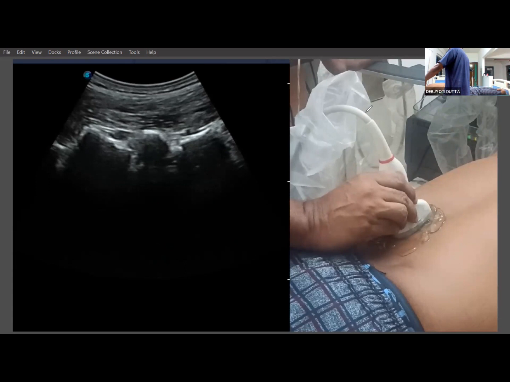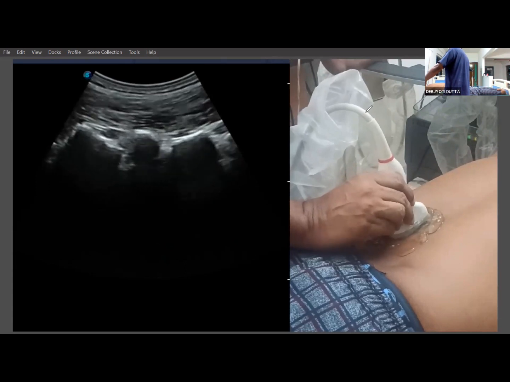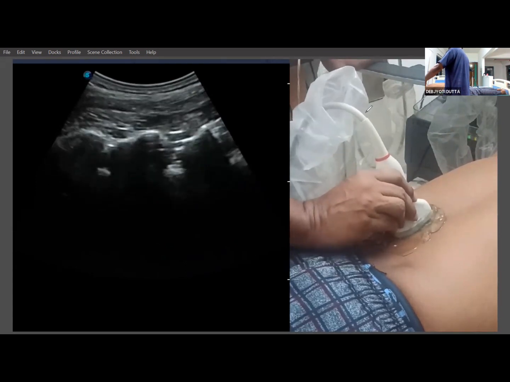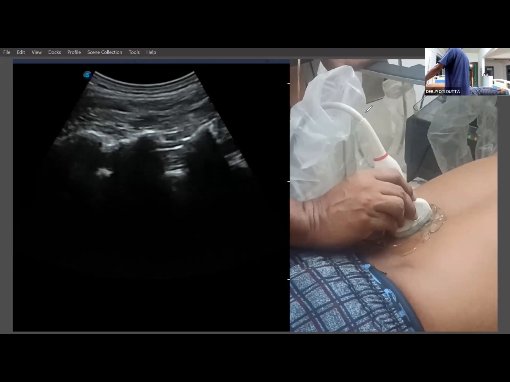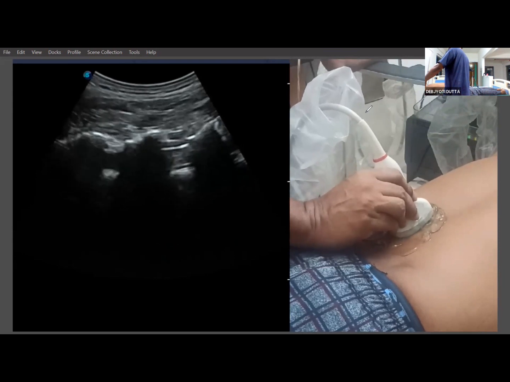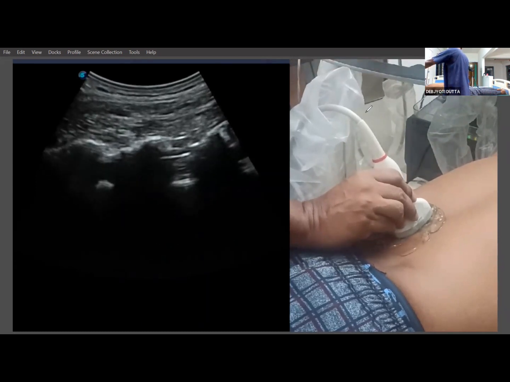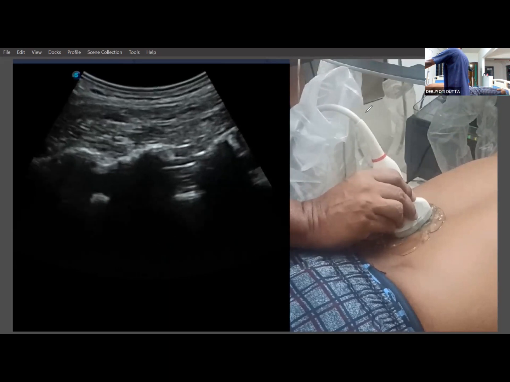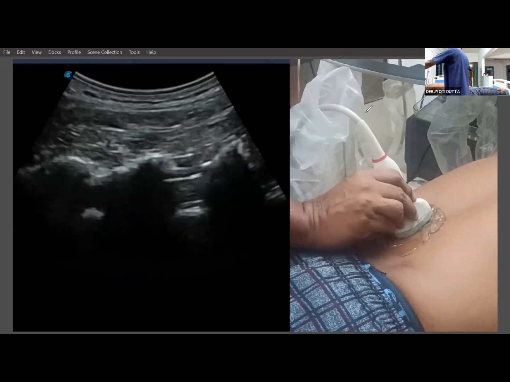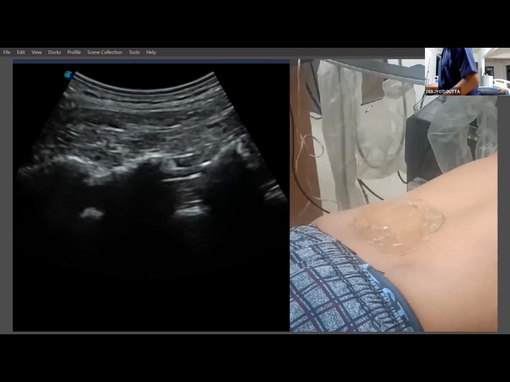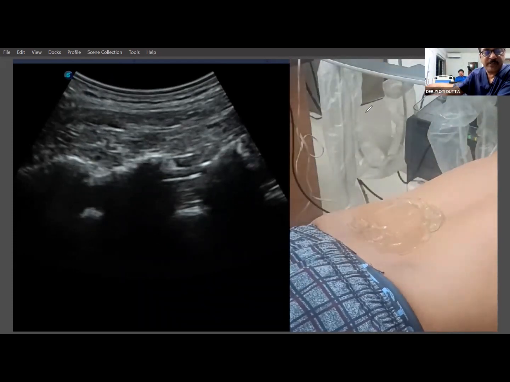We cannot see nicely the intrathecal space, but at this point, if I'm tilting this probe, and now we can see, let me reduce the depth a little bit, then you can see it better. Okay, so we can see the structures very nicely.